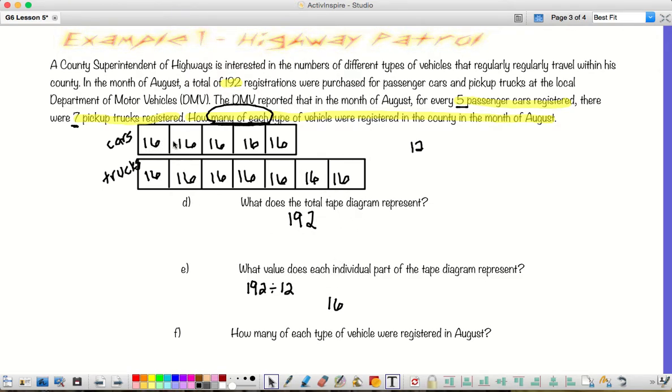So every one box in the car represents 16 cars, and I have 5 boxes, so I can take 5 and multiply it by 16. And I know that will give me 80. So there were 80 total cars. And then I can take the 7 and multiply it by 16. And I know that will give me 112 trucks.